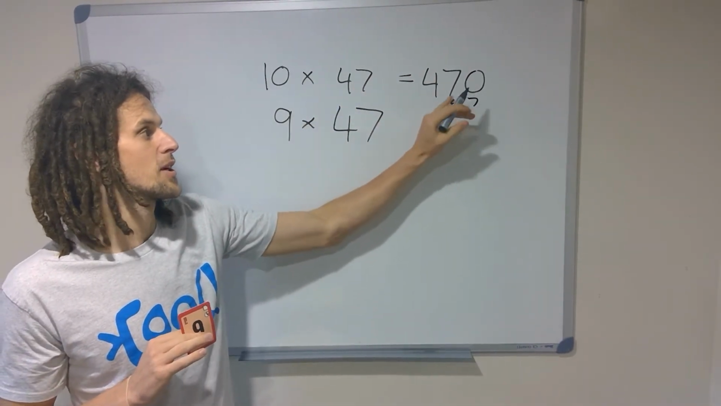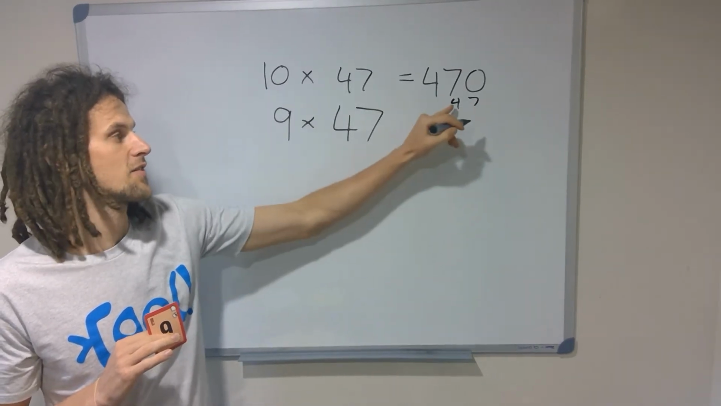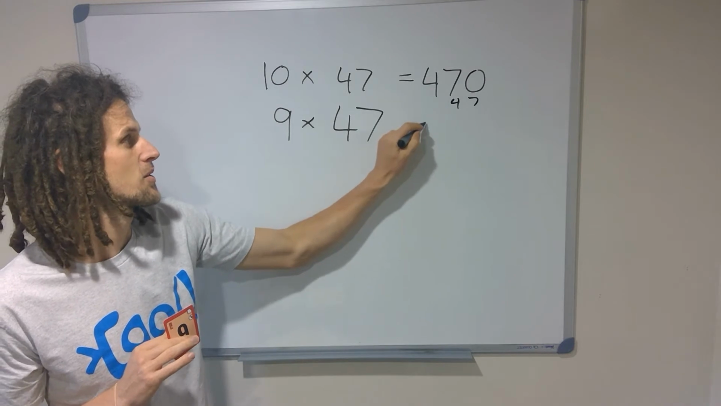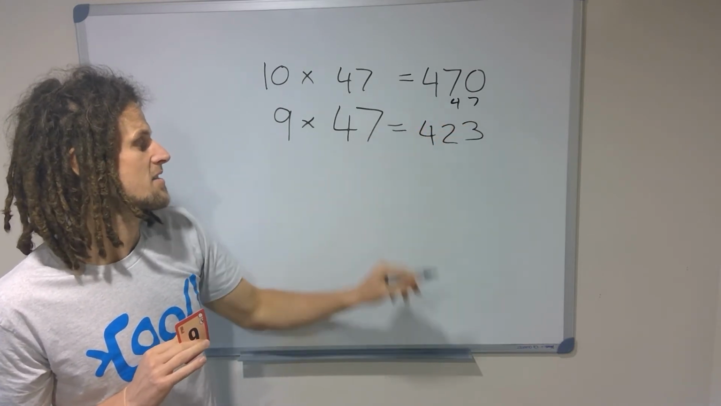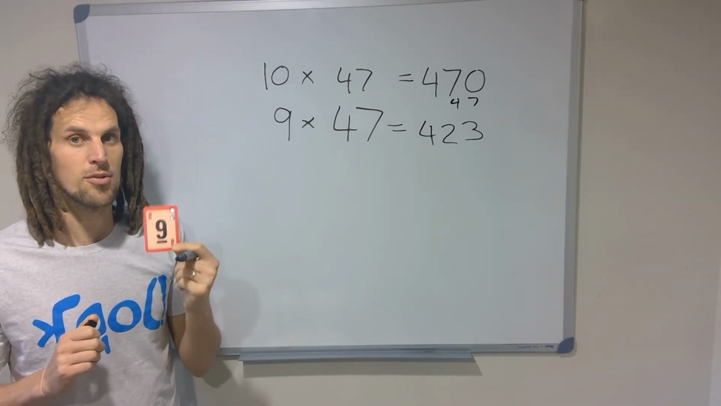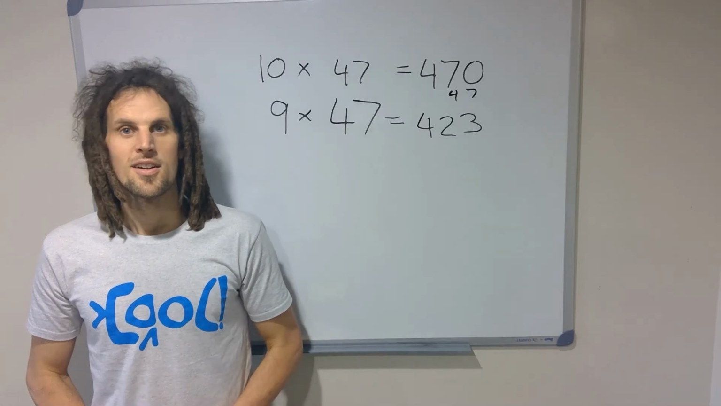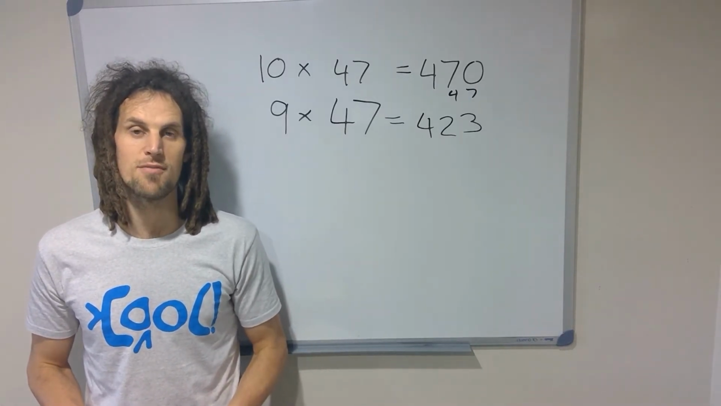So 470, we could just do 470 take 50 and then add 3 on the end. So 70 take 50 is 20 and then add 3, 23. So we'll get 423 as our answer here. And again, proves that you can use this strategy to find any multiplication by 9. So now you have all the strategies you'll need for successful mastery of multiplication.